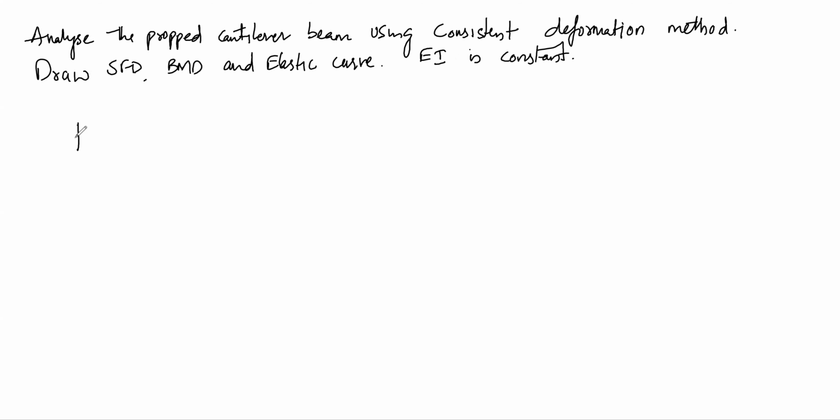So here we have a propped cantilever beam of span 6 meters on which a triangular load is acting with an intensity of 20 kilonewton per meter, and EI is given as constant. Let us take this support as A and this support as B.